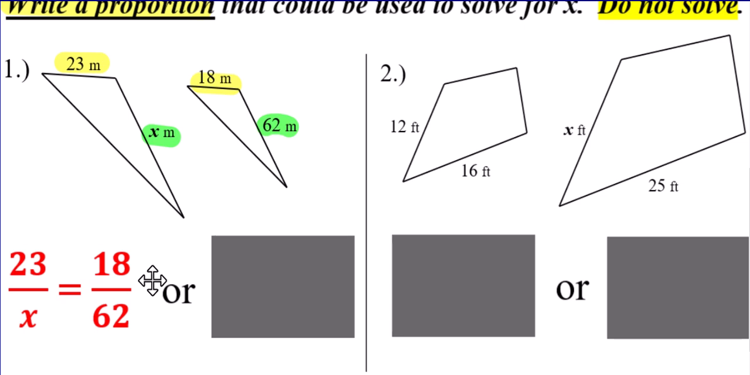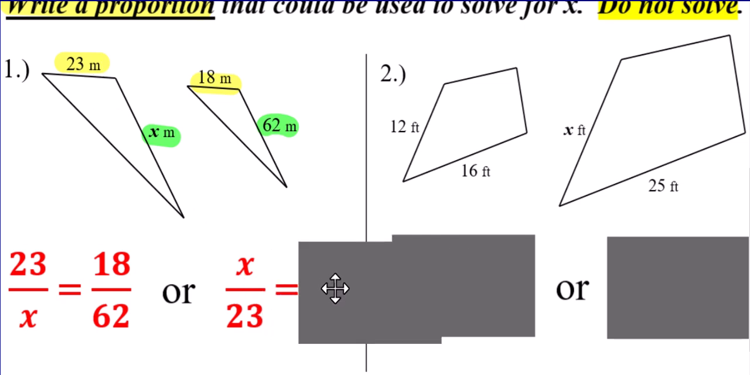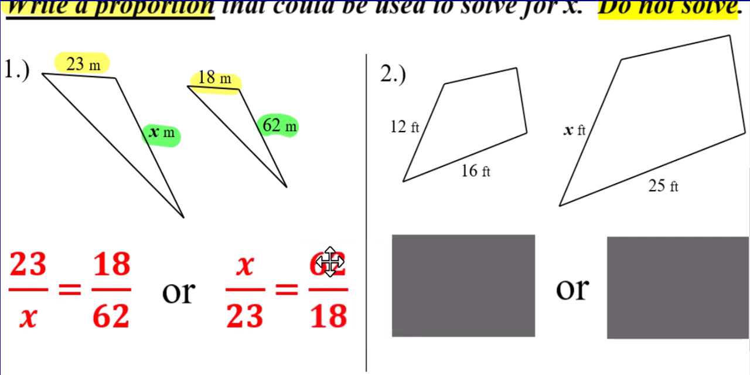Now, do you have to make the first fraction 23 on top and x on bottom? Actually, no. If you wanted to put the x, which is the right side, on the top of the fraction and 23 on the bottom, then that's fine. But then you have to set up the second fraction in the same type of way. So since the x is this long right side, and we put that on top, then 62, which is also the long right side, must also be on top. And then since 23 corresponds to 18, and we put 23 on bottom, 18 must also go on the bottom. Both fractions must be set up the same way.